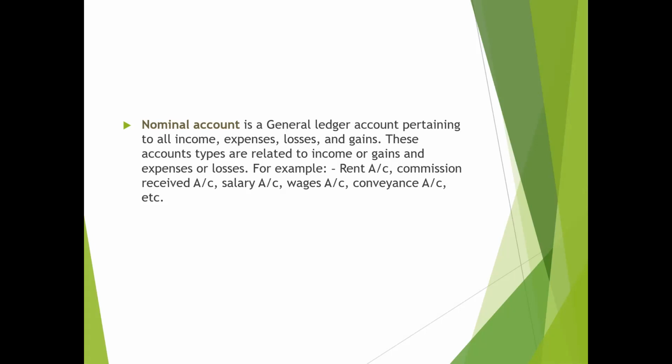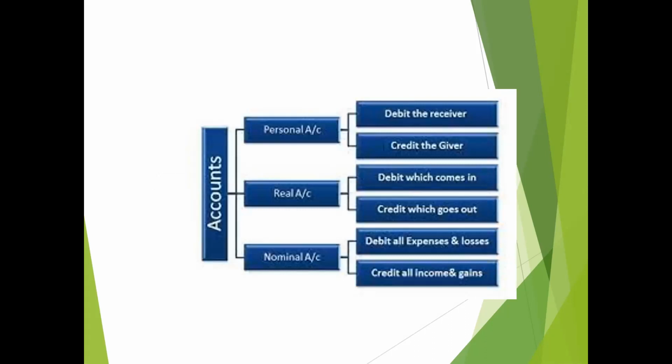So the next one, the golden rules of accounts. This is the rule for making entries under the double entry system, which can be summarized here. This is the main important golden rule, called the golden rule of accounting. First, personal account; second, real account; third, nominal account. For a personal account, the rule is debit the receiver and credit the giver. For real accounts, debit what comes in and credit what goes out. For nominal accounts, debit all expenses and losses, credit all income and gains.